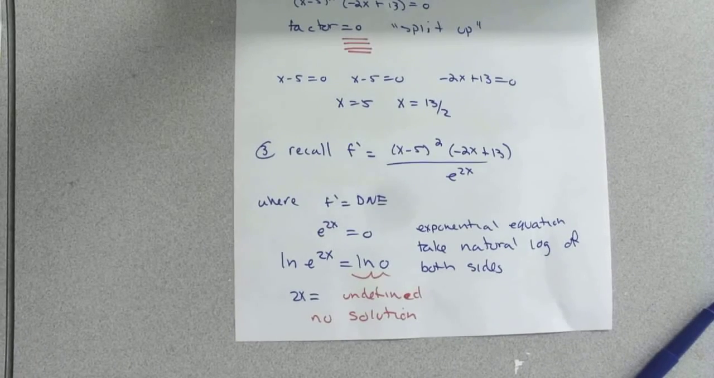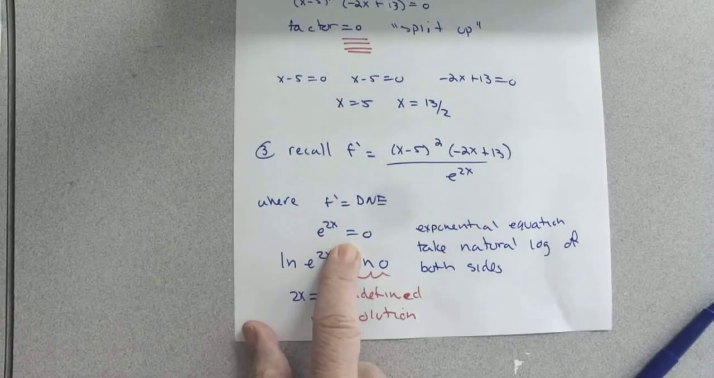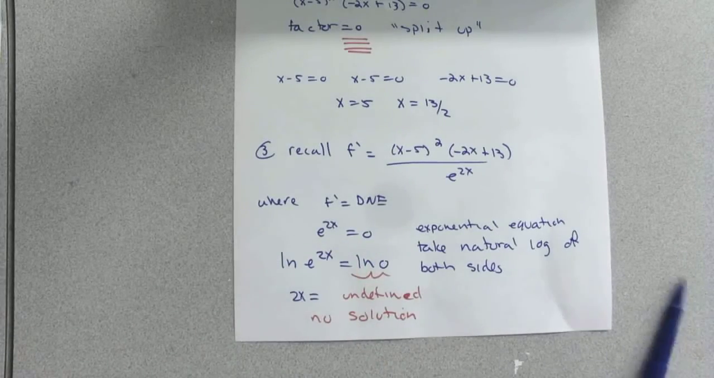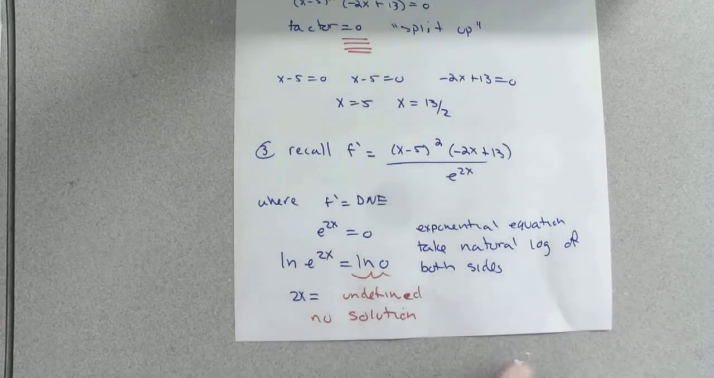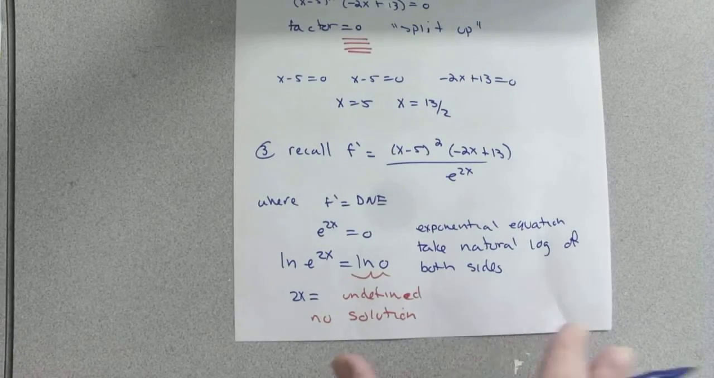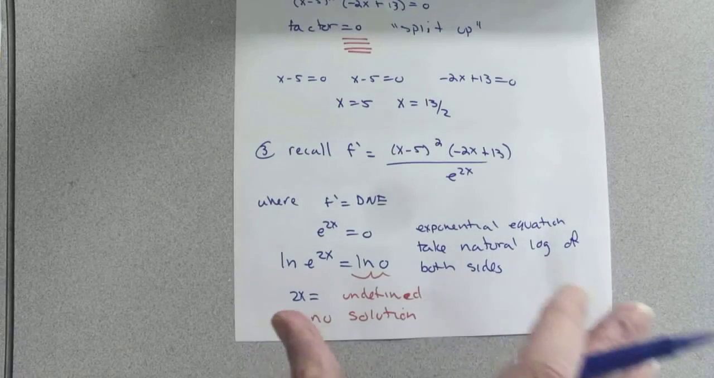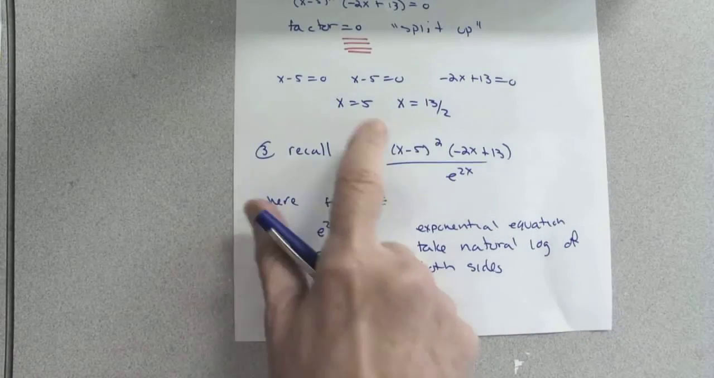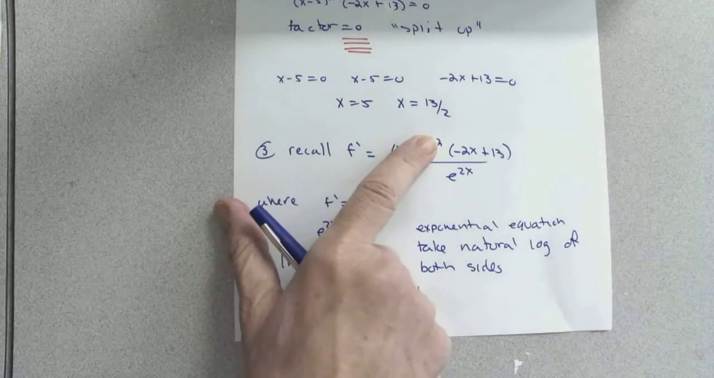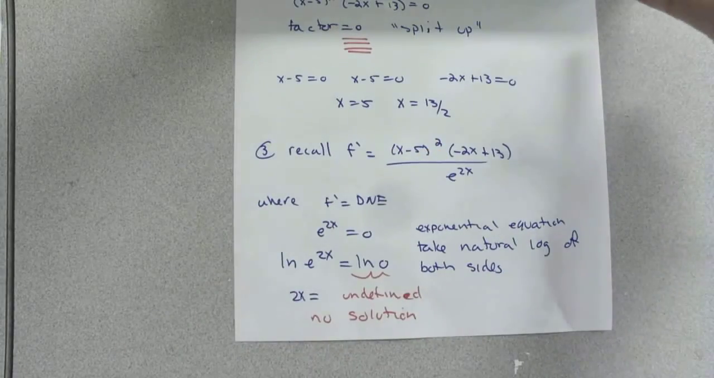And when you saw the problem, the minute you saw e to the 2x is 0, some of you are going to know, well, that's never 0. So then you can ignore it. But here, the does not exist case didn't happen. We looked at where the denominator might be 0. We didn't get a solution, so it didn't happen. But if your derivative is a fraction, always think about that does not exist case. It might not happen, but you need to think about it. So the critical numbers I got were 5 and 13 halves. And that concludes this video.